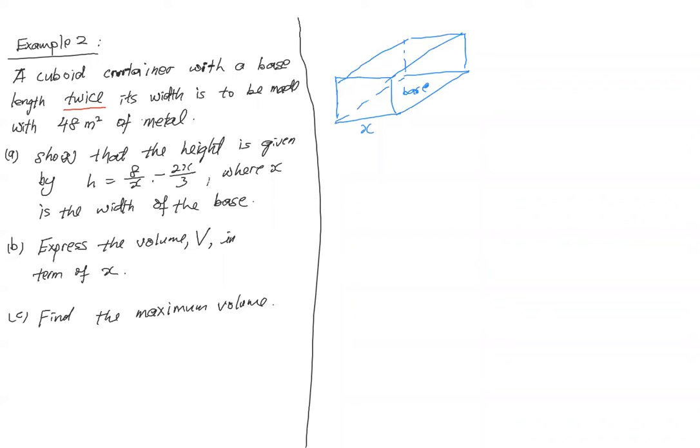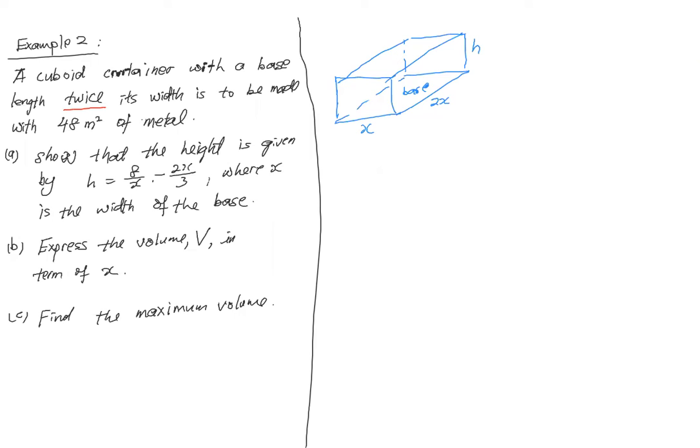Okay, can you tell me what is the meaning of twice? Chunyi? Okay, double. So what must I write for the length? Two x. Yeah, you are right. 2x. So the height is this one. Correct? So I put it as h.